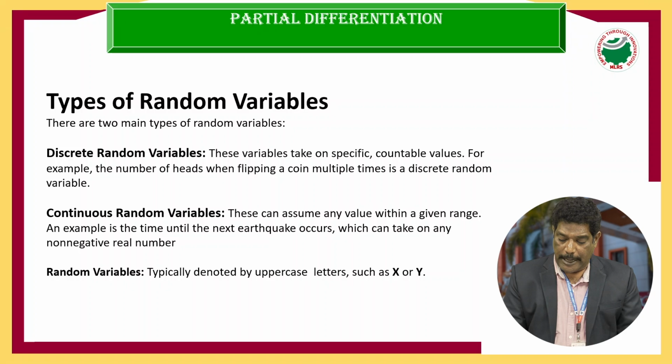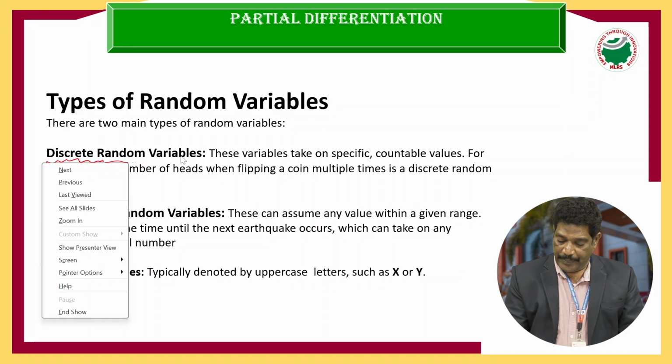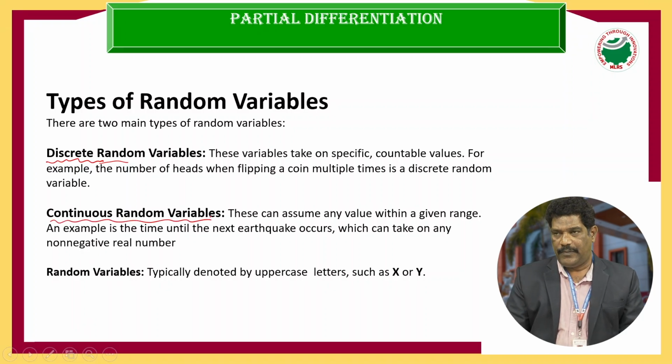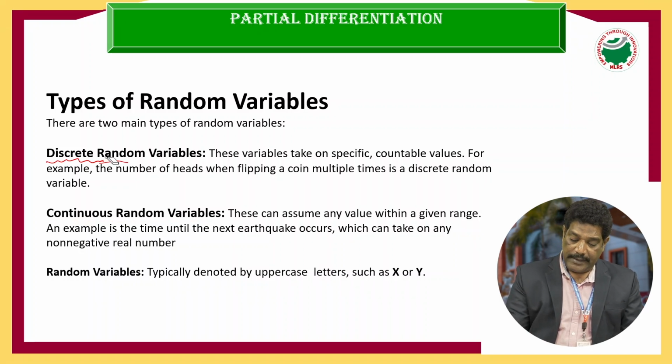Next, types of random variables. How many types of random variables are there? Generally, there are two types: one is the discrete random variable, and another is the continuous random variable. So, what is the meaning of discrete random variable and what is the meaning of continuous random variable? Discrete itself we can understand easily. That is discrete values.